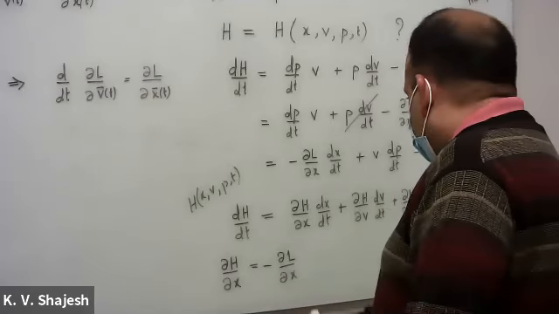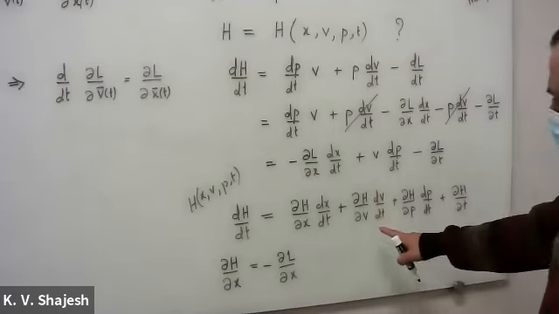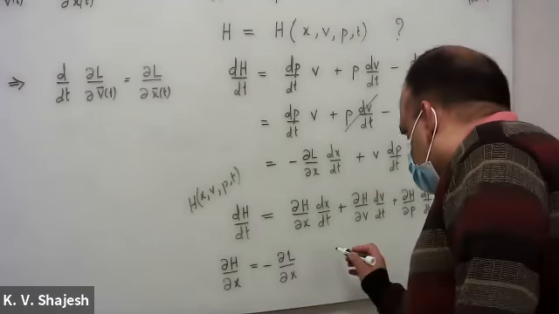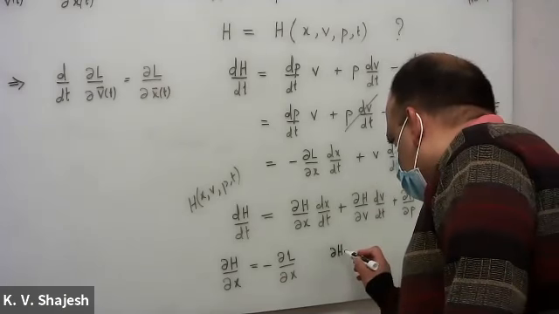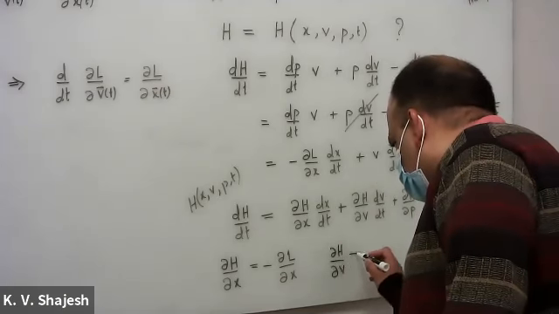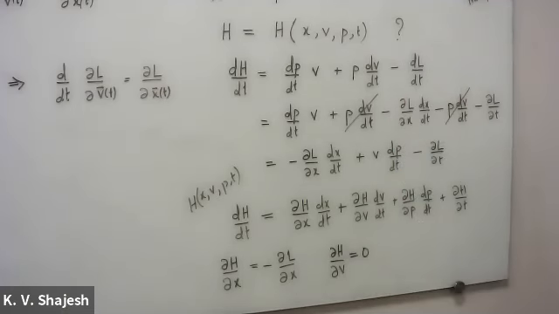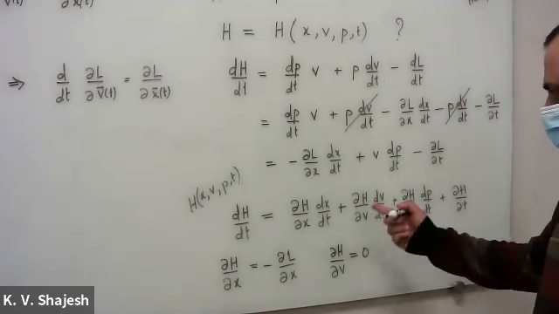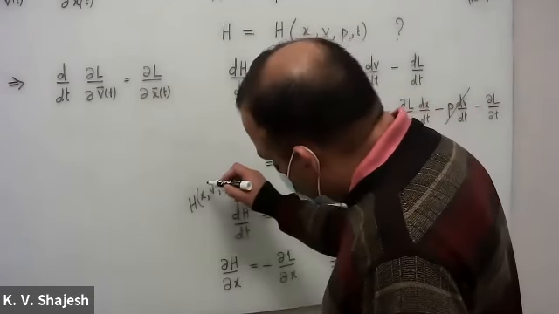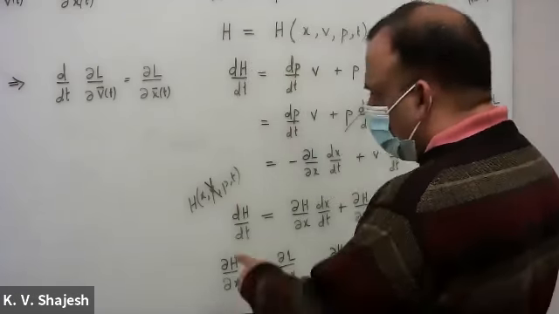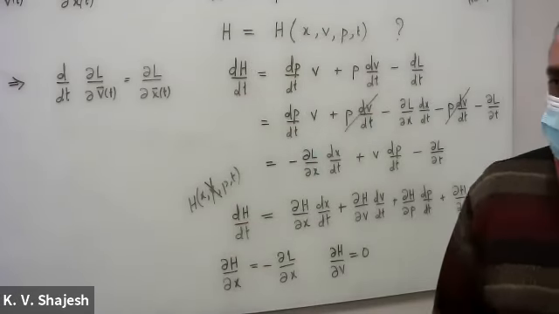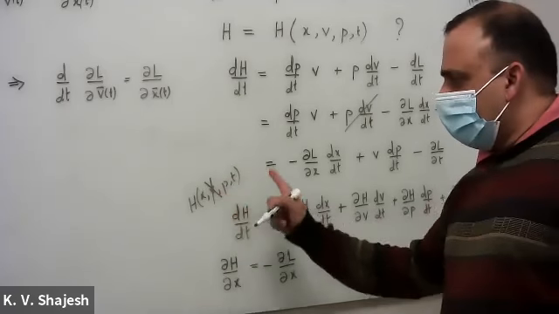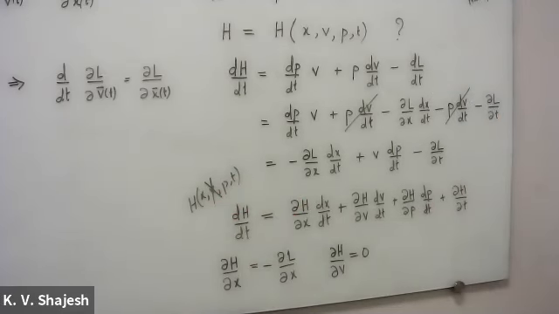What about the velocity dependence? There is no velocity dependence here because there is no dv by dt term here. So we say that the partial H by partial v is equal to 0. Whenever the partial derivative of a function with respect to velocity is 0, that means it has no dependence on that quantity. And that's important because whenever we write the Hamiltonian, it is necessary that we don't write it as a function of velocity. We should always write it as a function of momentum.